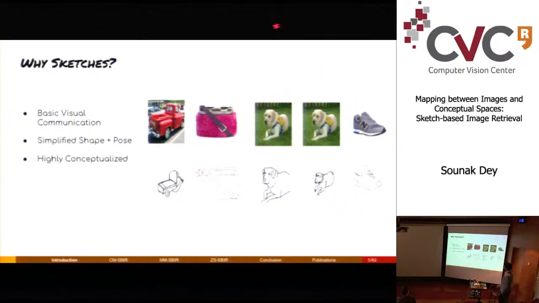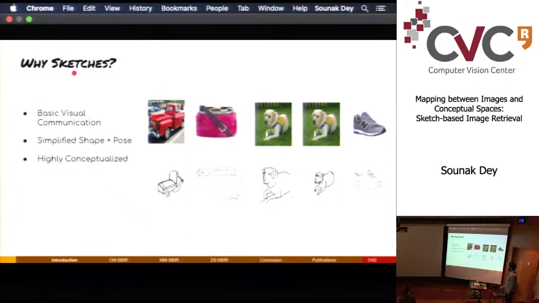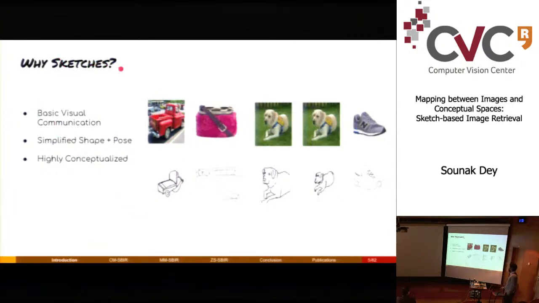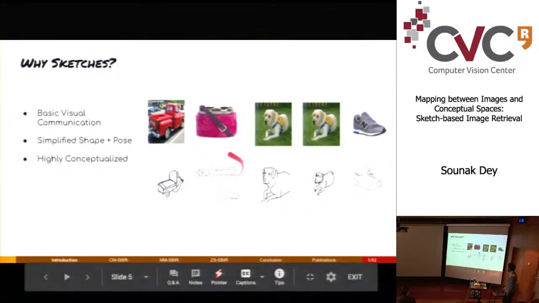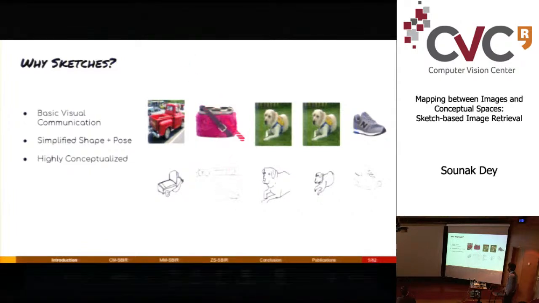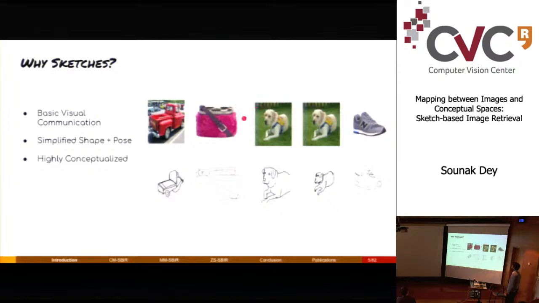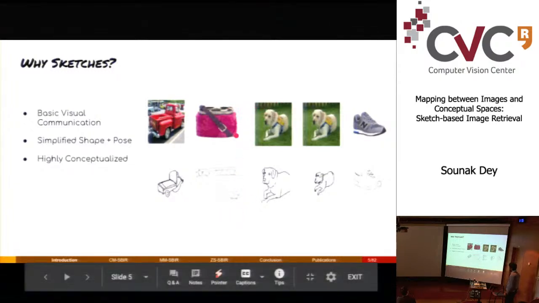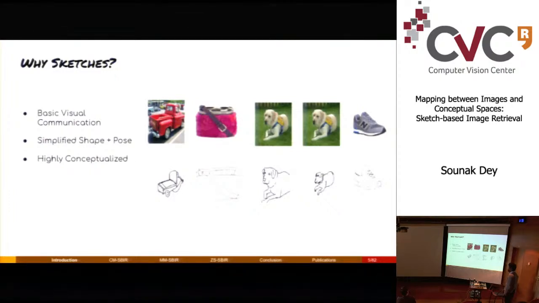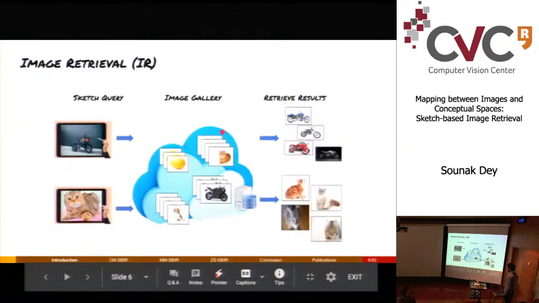Why sketches? Sketches can be thought of as basic visual communication, which is simplified shape and highly conceptualized. If you can see the sketches out here, it's like a human abstraction of the images. It's a representation of these images that humans have. Sometimes humans have partial observability, which has been captured by the sketches.